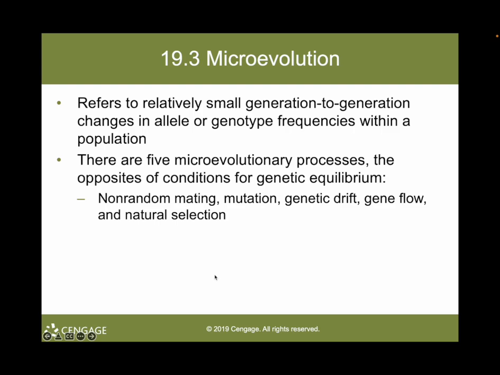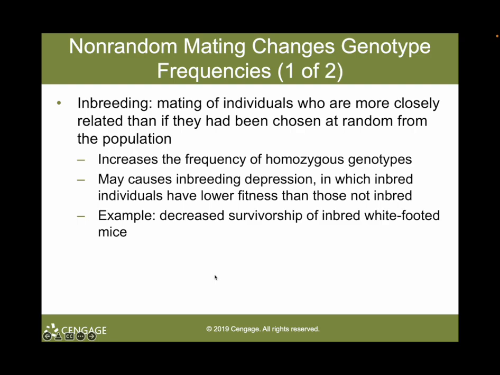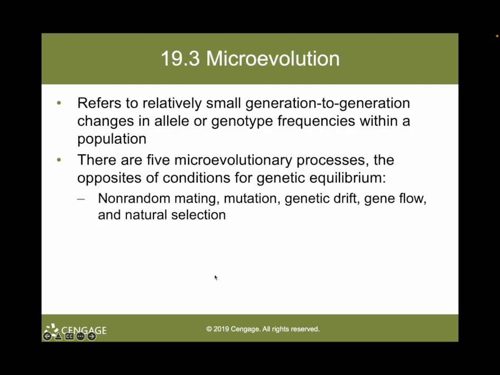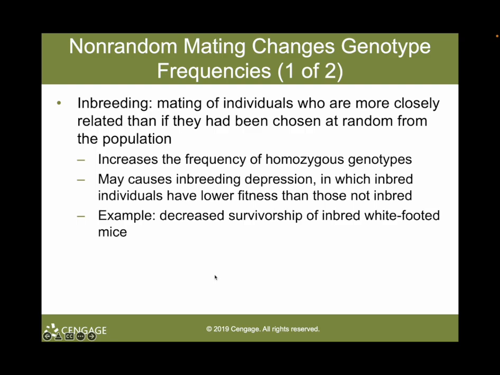Changes in allele frequencies of the population result from 5 microevolutionary processes. Know these for your test. They are non-random mating, mutation, genetic drift, gene flow, and natural selection. I'll leave that there for you if you need those again. These microevolutionary processes are the opposite of the conditions that must be met if a population is in genetic equilibrium. When one or more of these processes act on a population, allele or genotype frequencies change from one generation to the next. Let's get down into it with non-random mating.